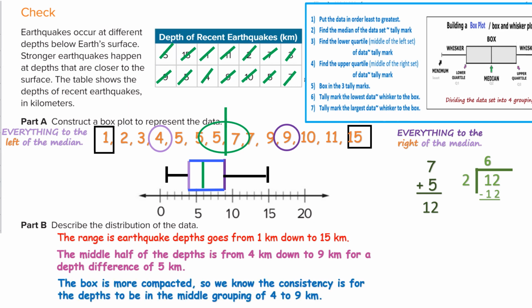But then that third question is, well, which one is going to be the most consistent? Which one is the most compacted when it comes to the data collection? And in this particular example, we can see that the data collection is mostly contained and pushed together inside the interquartile zone where the box is, where the whiskers are more spread out. So we write the sentence, the box is more compacted. So we know the consistency, that's the key word they're wanting us to use, is for the depths to be in the middle grouping of the 4 to 9 kilometers.